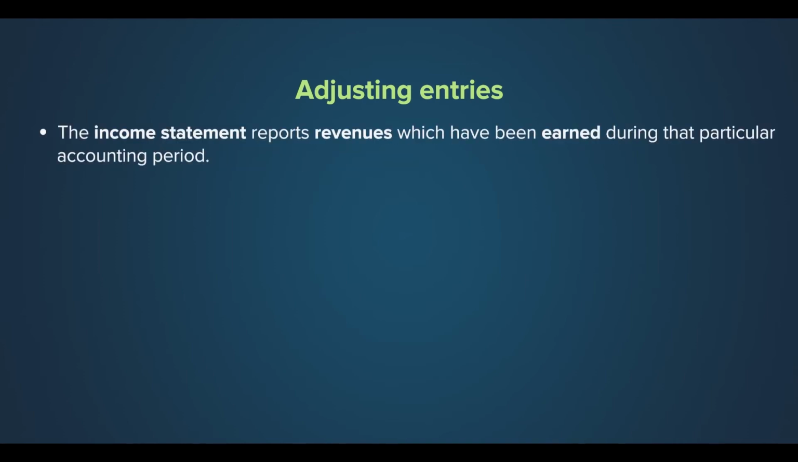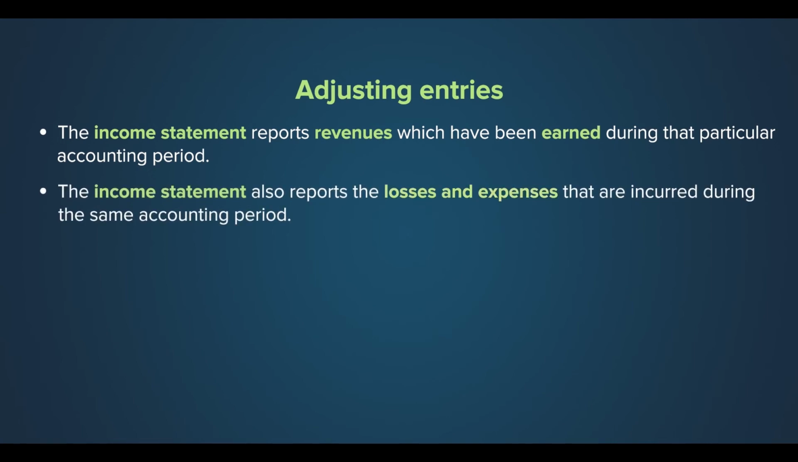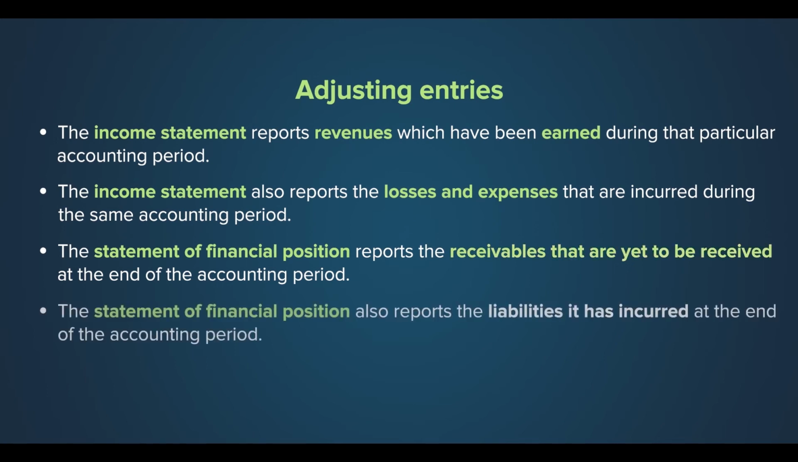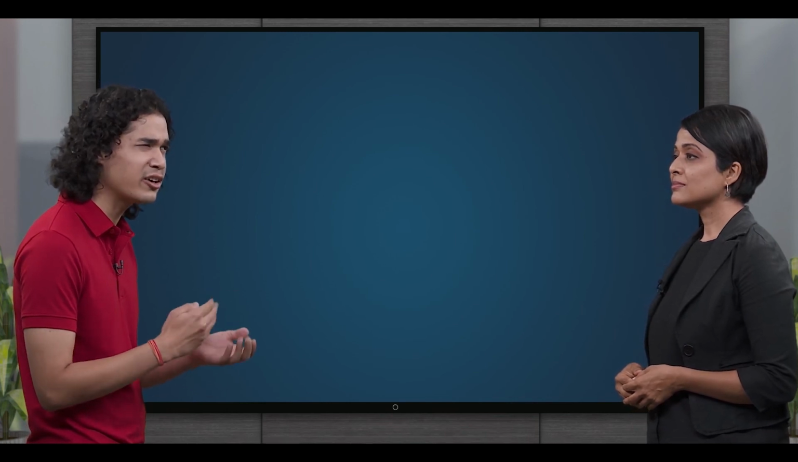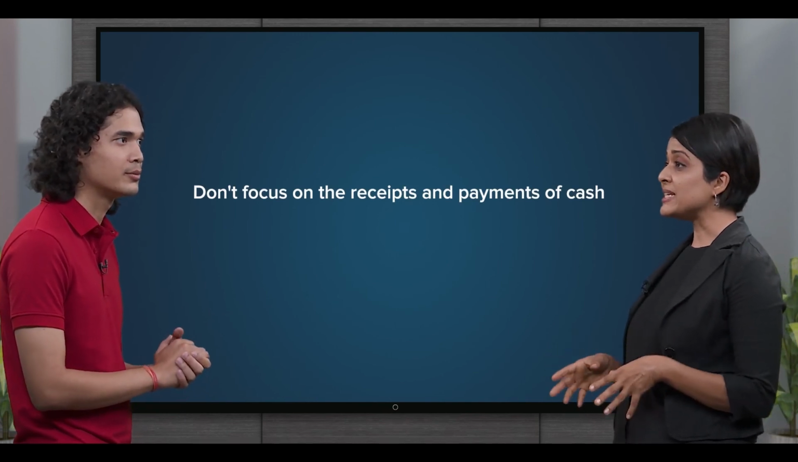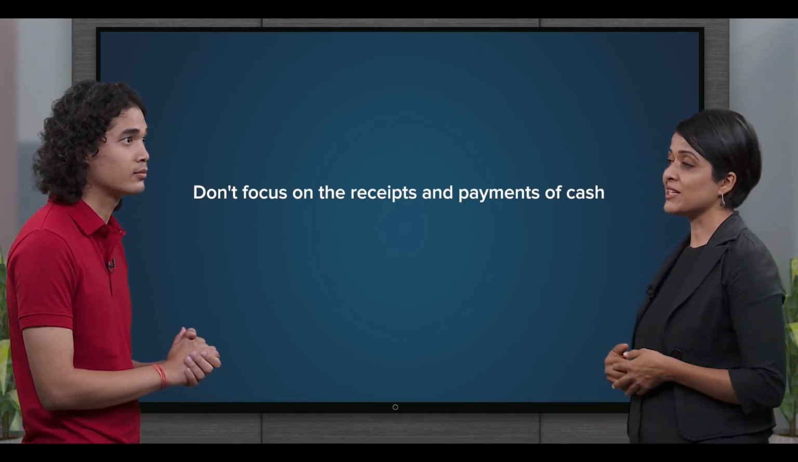In doing so, the income statement will report the revenues which have been earned and the losses and expenses incurred during that particular accounting period. Similarly, the statement of financial position will report the receivables that are yet to be received and the liabilities it has incurred at the end of the accounting period. That means we need to report both the income and expenses of a particular period in the same accounting period. That's right. We don't focus on the receipts and payments of cash for reporting revenue and expenses.